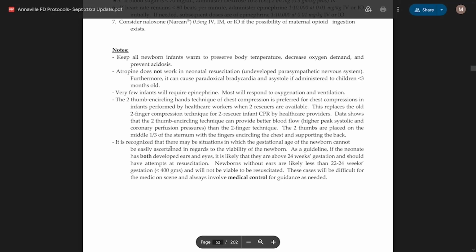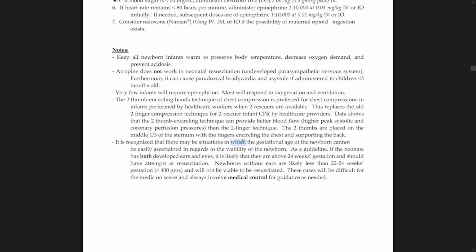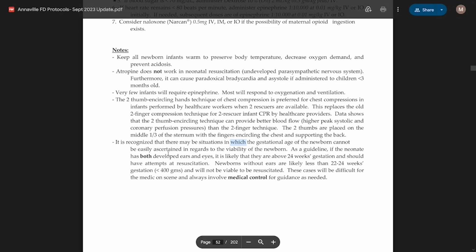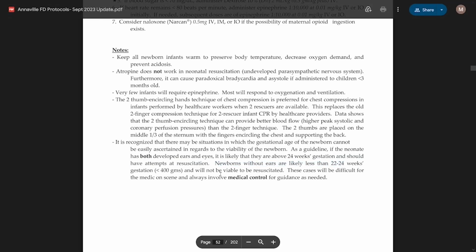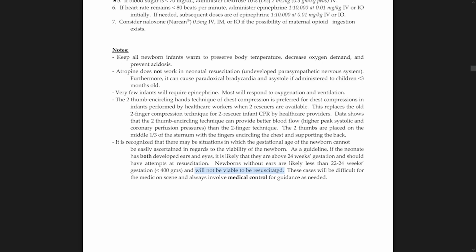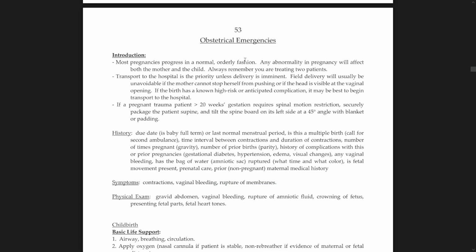It is recognized that there are situations in which the gestational age of the newborn cannot be easily ascertained in regards to the viability of the newborn. As a guideline, if the neonate has both ears and eyes developed, it is likely that they're at least 24 weeks or above and should have attempts of resuscitation. Newborns without ears are less likely to be beyond 22 to 24 weeks of gestation and will not be viable to be resuscitated. These cases can be difficult for the medic on scene and should always involve medical control for guidance as needed. Next up, we have OB emergencies.